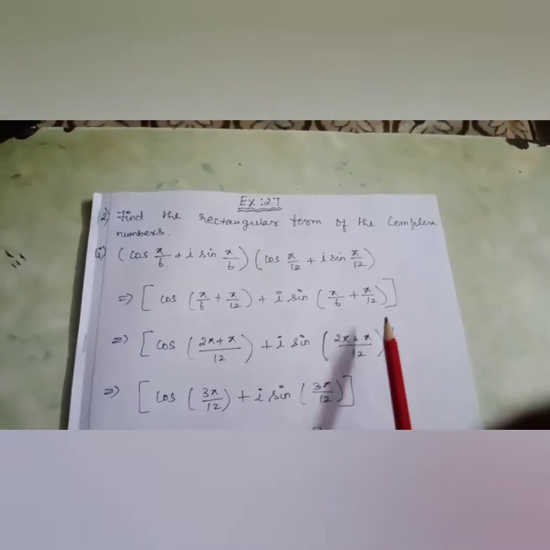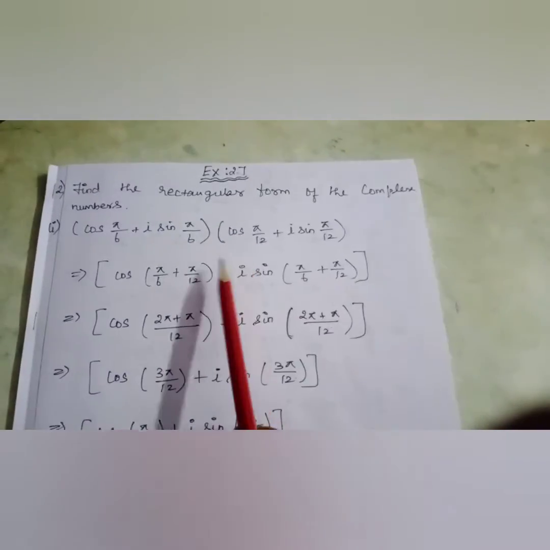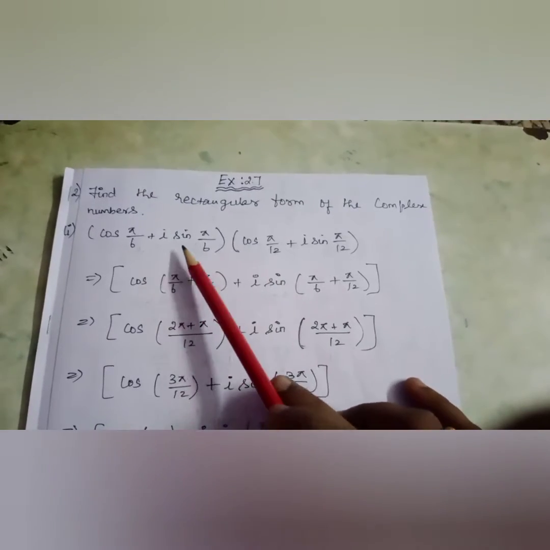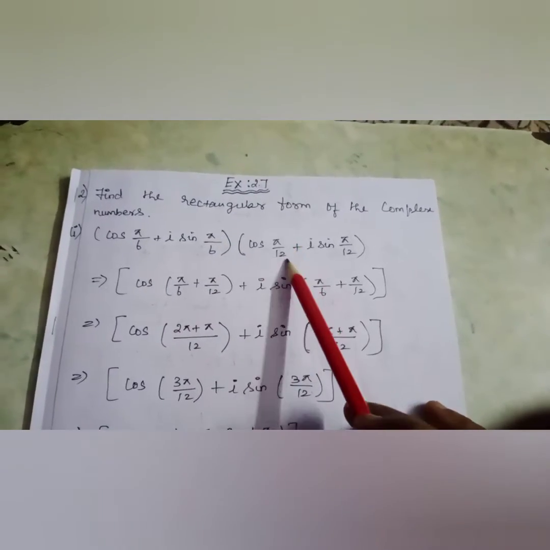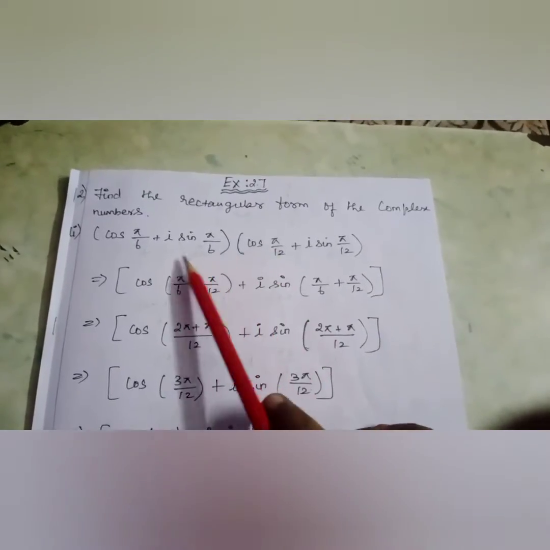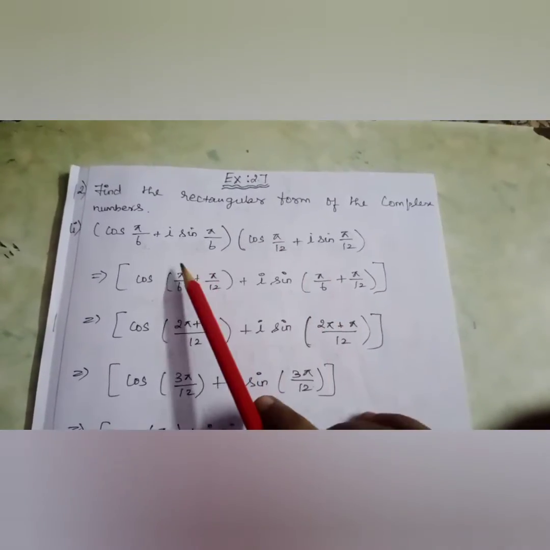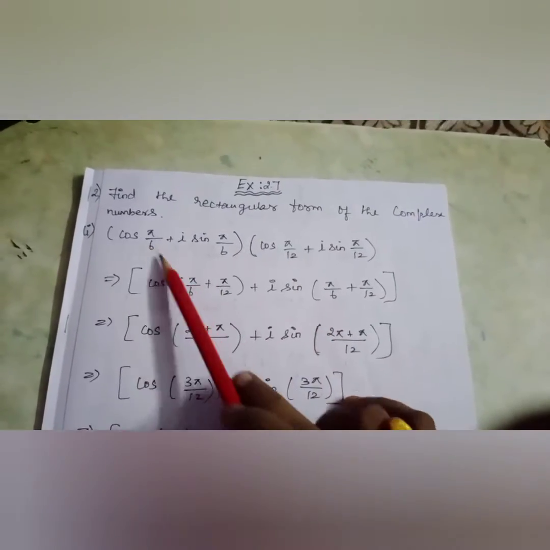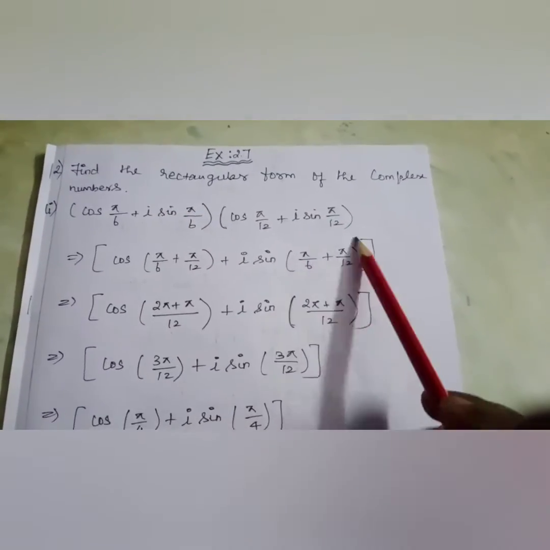Find the rectangular form of the complex numbers. So we need to find the rectangular form of the given complex numbers: cos pi by 6 plus i sin pi by 6 into cos pi by 12 plus i sin pi by 12. First I can combine these two, cos theta plus i sin theta together, that is adding the arguments alone: cos of pi by 6 plus pi by 12 plus i sin of pi by 6 plus pi by 12.